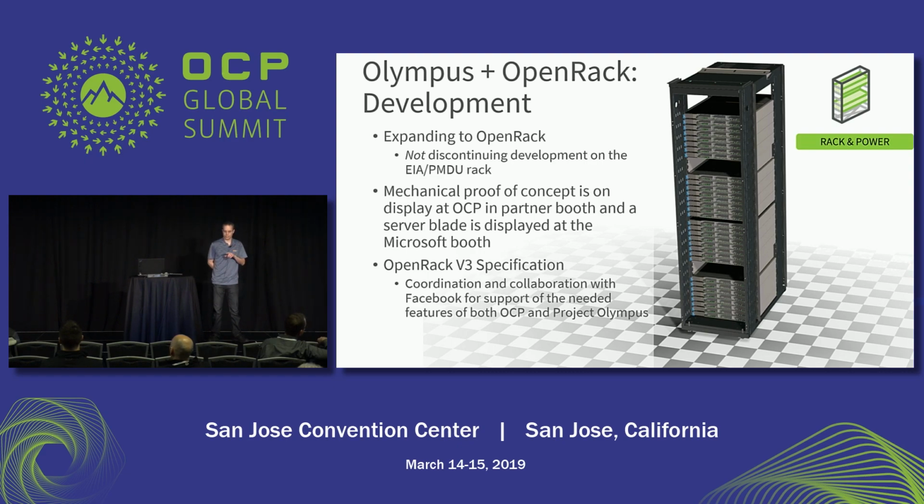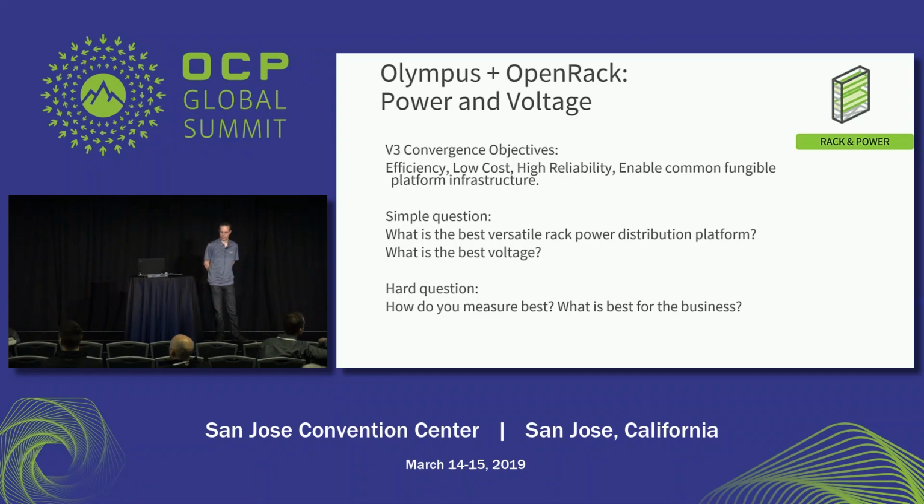There is a couple of examples out on the floor of this new model. So we have a server blade on our stand, and then Quanta built an Olympus in OpenRack, and they're showing that here too. And then there's the OpenRack V3 specification that's coming from Facebook. Okay, here's Shaun's part, and now about power and voltage.